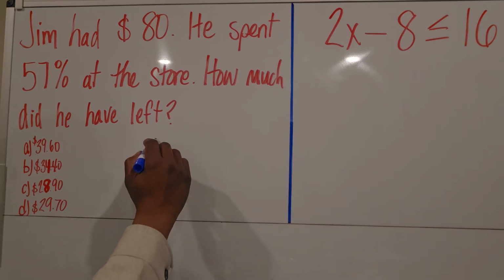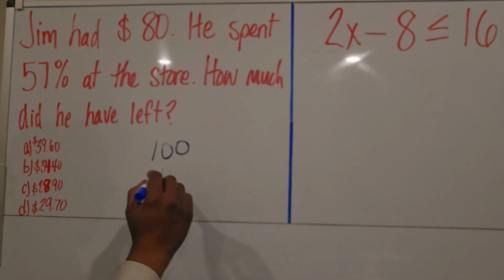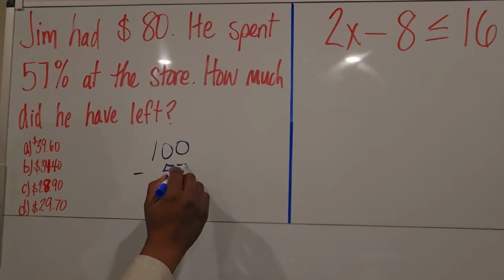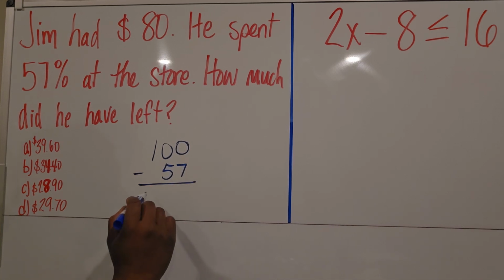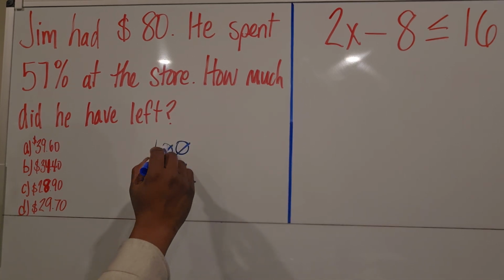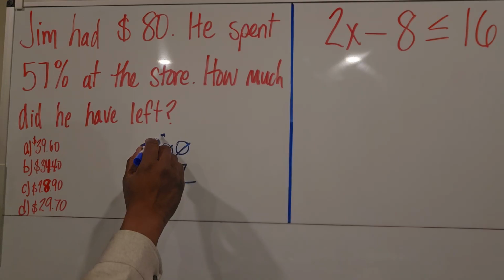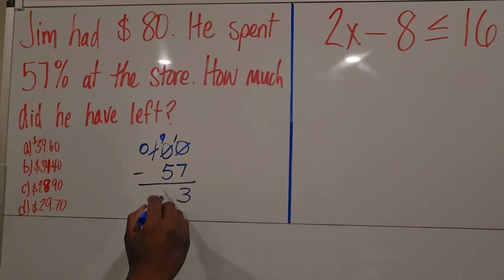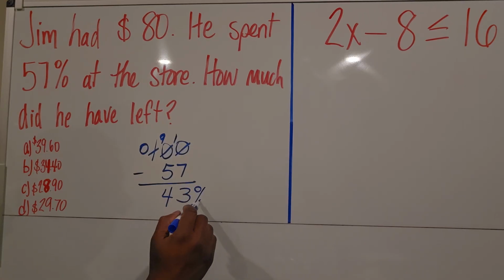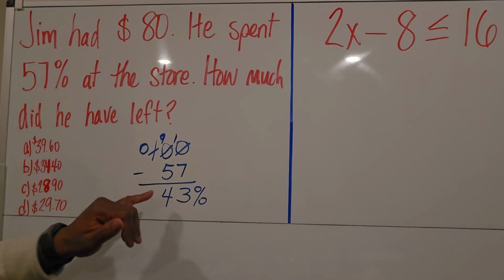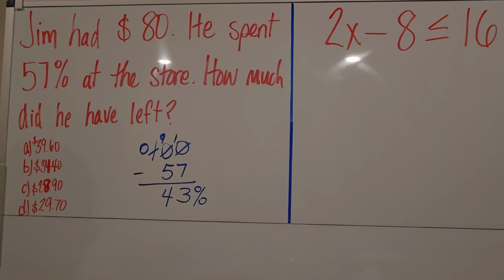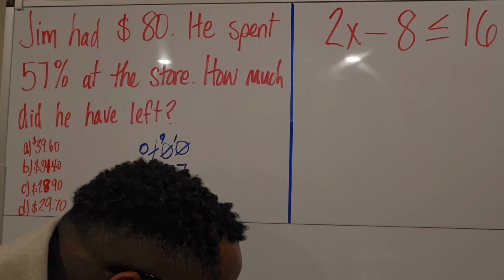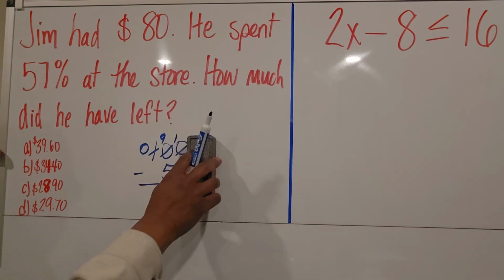So 100% minus 57% is 0. This becomes a 9. This becomes a 10. What do we got? 3, 43. So he's got 43% of $80 left. Okay?